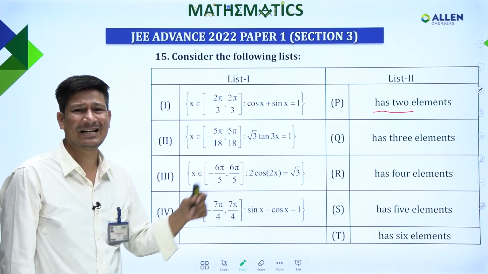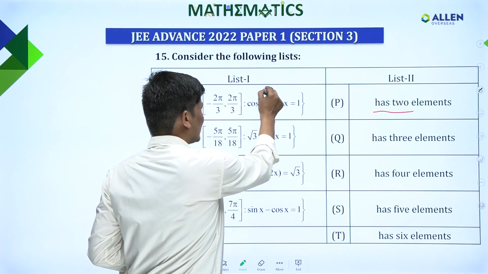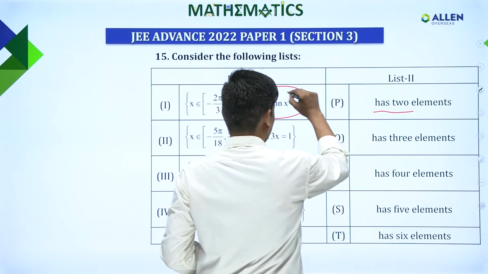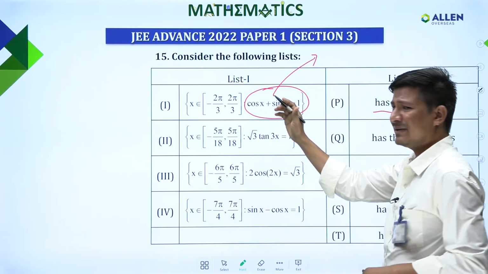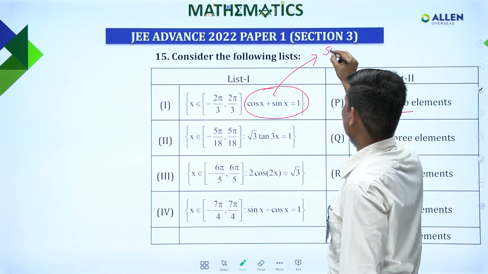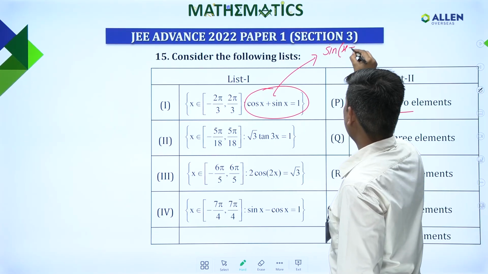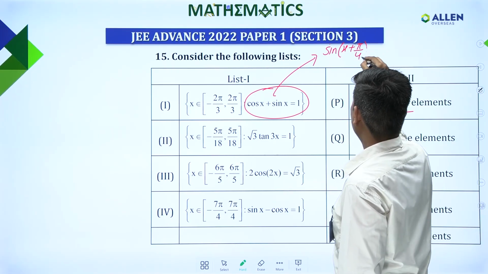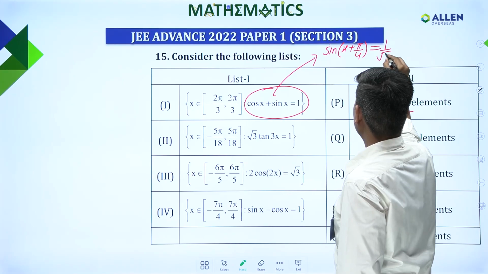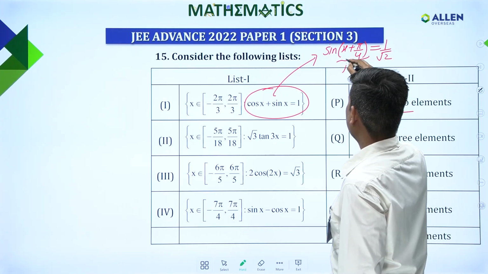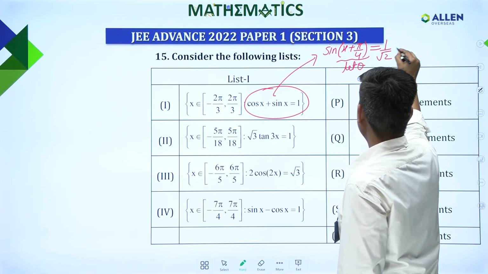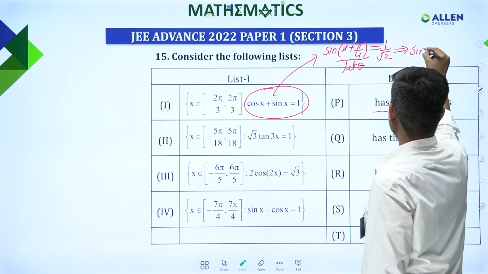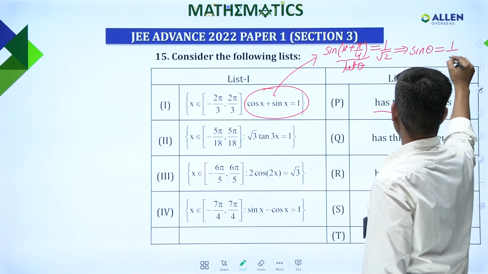See carefully, I'm telling one more method. We have cos x plus sin x is equal to 1. If you multiply by 1 by root 2, you can write this as sin of x plus pi by 4 is equal to 1 by root 2. Now if I treat this angle as theta, we get sin theta is equal to 1 by root 2.